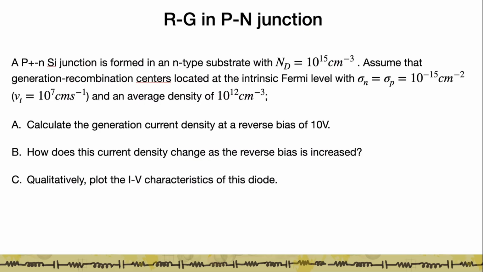Now let's look at the next problem. Here we are now going to look at recombination generation in a PN junction diode. A P plus N silicon junction is formed in an N-type substrate with Nd equal to 10 power 15 per centimeter cube.